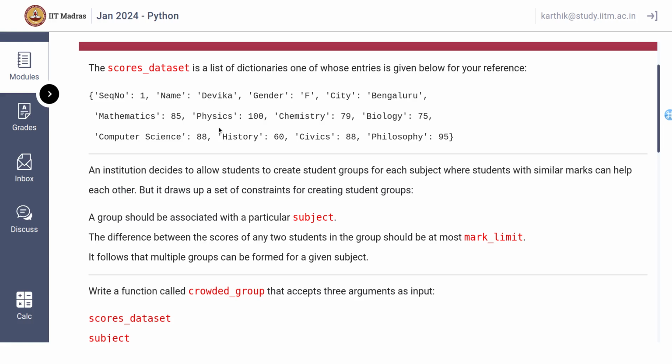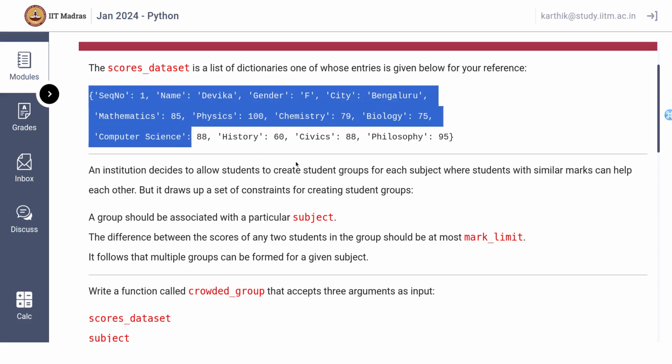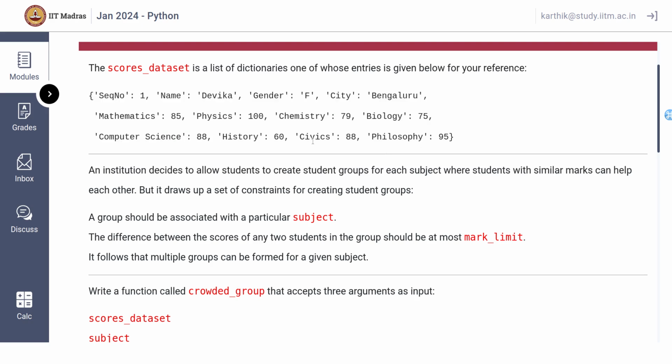So what is this question about? This question is once again about the scores data set, which is a list of dictionaries as given here. Each dictionary corresponds to one student. The student scores are present in the dictionary for various subjects.